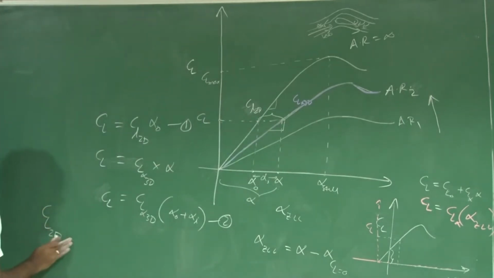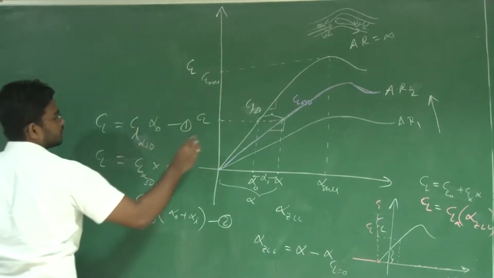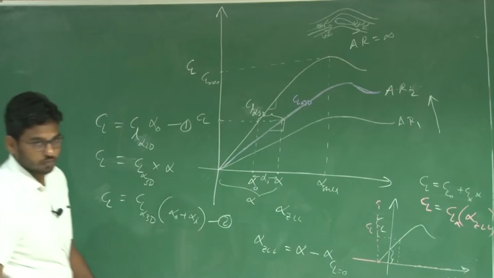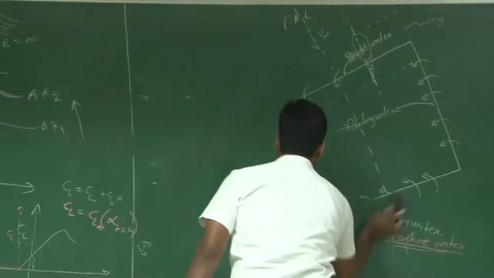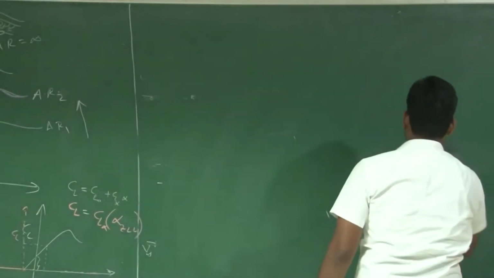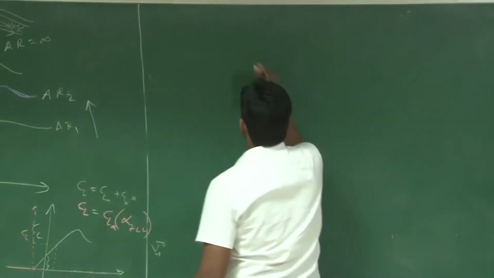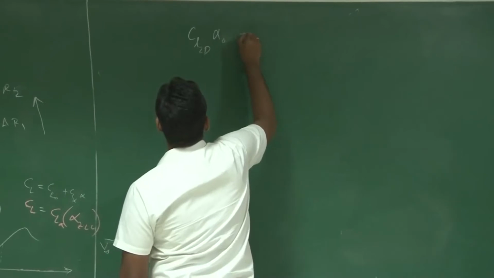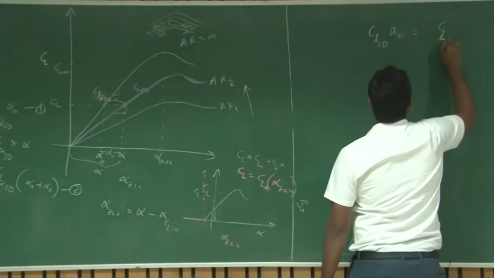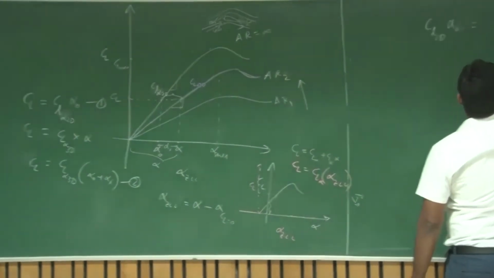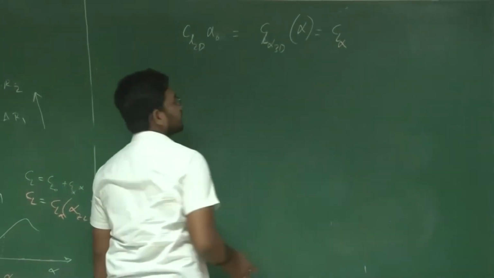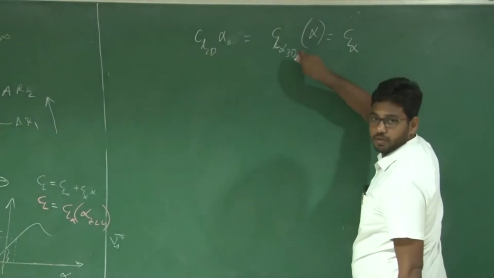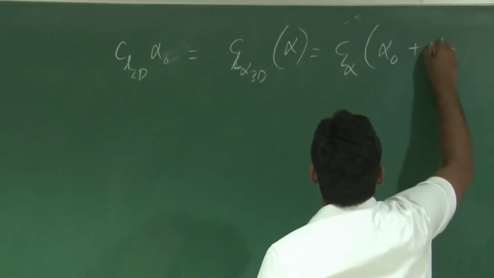So CL alpha 2D into alpha naught is equal to CL alpha 3D into alpha. Please make a correction: here it is CL alpha 2D. The capital L represents the 3D case, small l represents the 2D case, so I am not explicitly writing 2D and 3D from now. I am dropping these subscripts here. CL alpha into alpha naught plus alpha I.